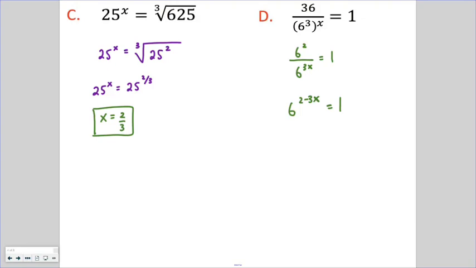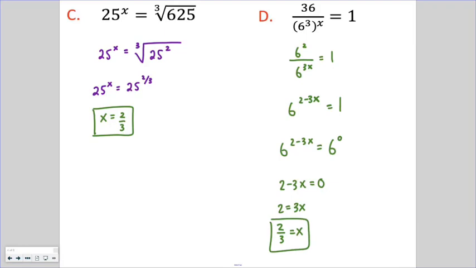But here's the problem. I don't have 6 as a base on the right-hand side. So right now, as it stands, I can't set the exponent on the left-hand side equal to anything because the bases aren't the same. However, we can represent 1 as anything raised to the power of 0. Once I've got bases the same on the left and the right, then I can set the exponents equal to one another. And then I can go about solving. In this case, x is equal to 2/3.